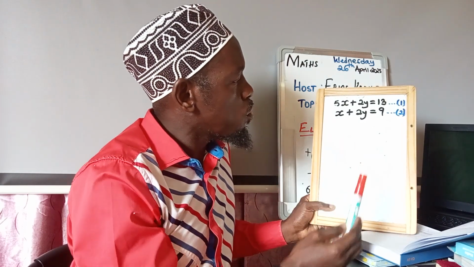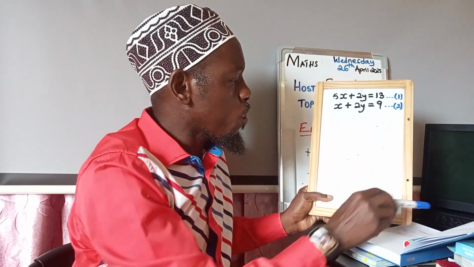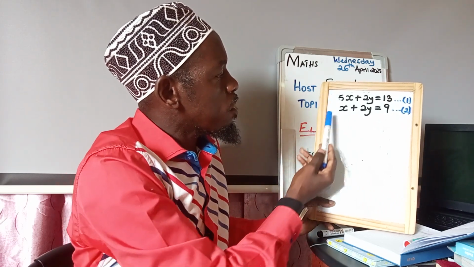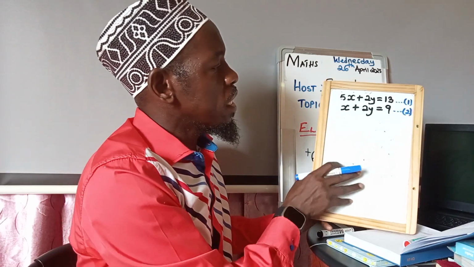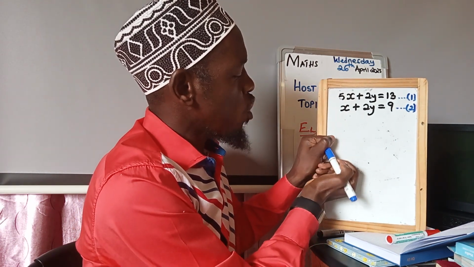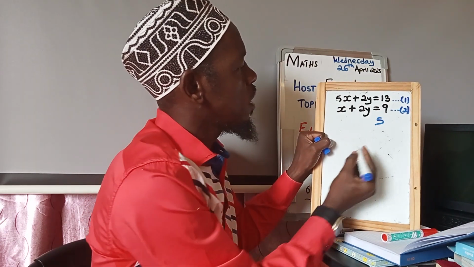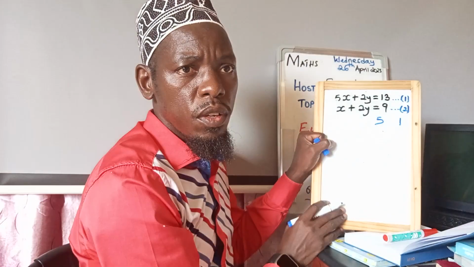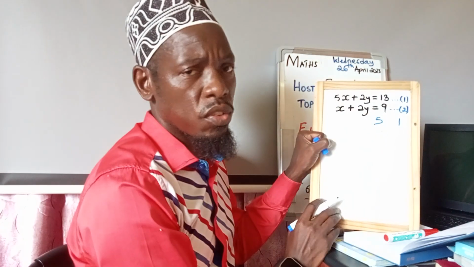However, now what do we have to do in case the coefficients are not the same? For example, if you look at x, the coefficient of x here is 5 and the coefficient of x here is 1. So what would happen if I wanted to eliminate x? Having observed that in the first equation the coefficient is 5 and in the second equation the coefficient is 1, we just interchange those coefficients by multiplying them through those equations.